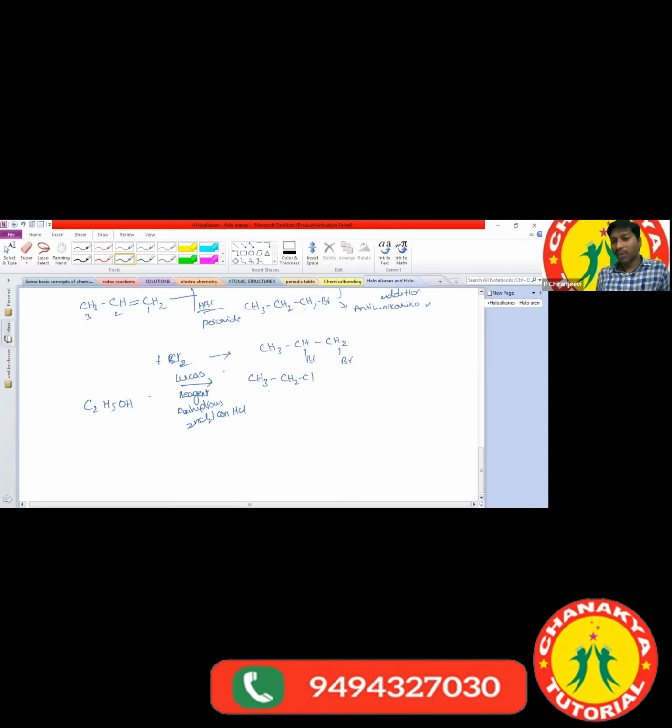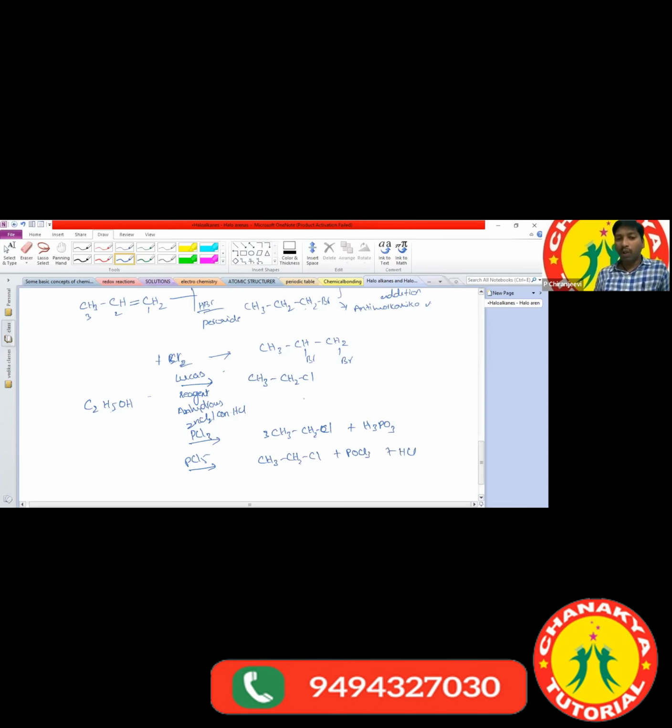So what is the product that is formed here? It forms ethyl chloride. Similarly, if the ethanol is treated with PCl3, it forms 3 moles of CH3CH2Cl plus H3PO3. And what is another method here? If it is treated with PCl5, in this one CH3CH2Cl plus POCl3 plus HCl is formed.